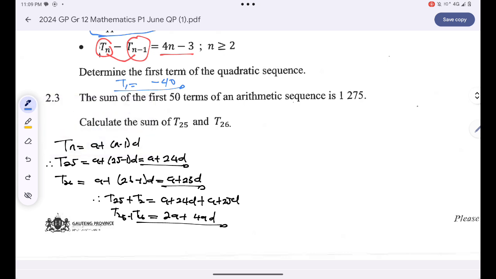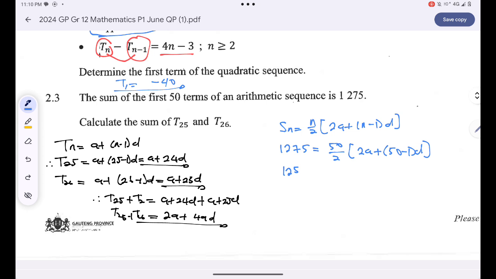But remember that I was also given the sum of the first 50 terms of my arithmetic sequence. So Sn is equal to n over 2 times (2a plus (n minus 1)d), right? The sum of the first 50 terms is 1275. That's 25 times (2a plus (50 minus 1)d). 50 divided by 2, that's just 25. And then I'll have 2a plus 49d.